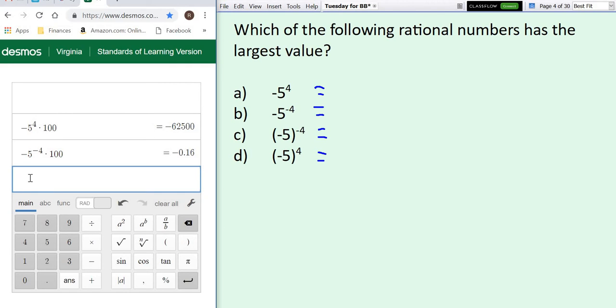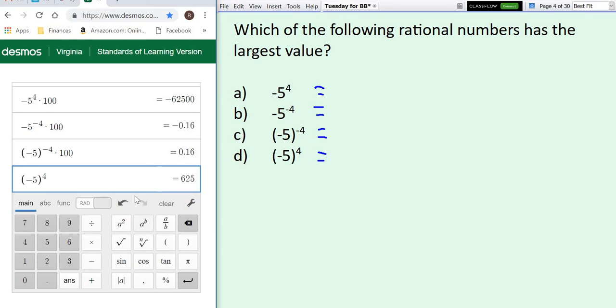Look at that. Then this time I'm going to type in my parentheses. I got my negative 5 inside of the parentheses, and I have to raise it to a -4, times 100 makes that a percent. And then I'm going to do the very last one, which is parentheses, -5, another parentheses raised to the 4th power this time. And I have to remember, multiply it by 100 to make it a percentage.